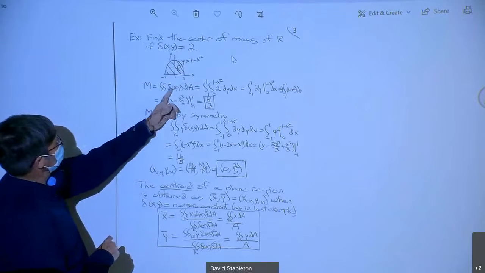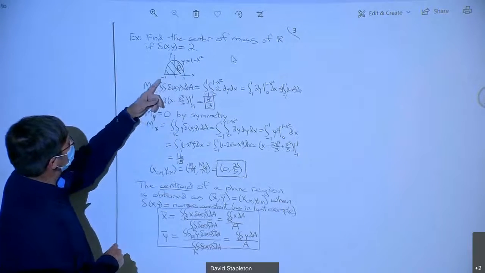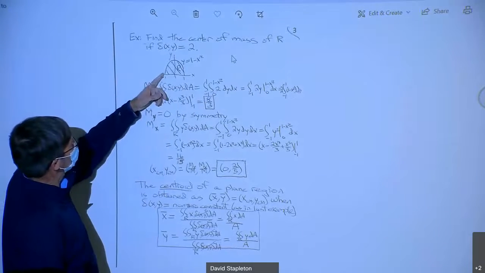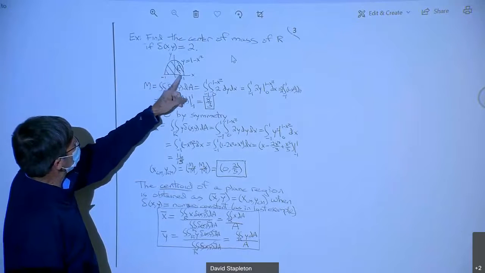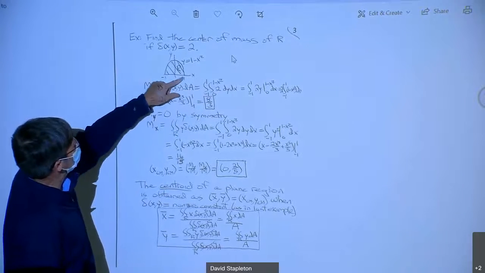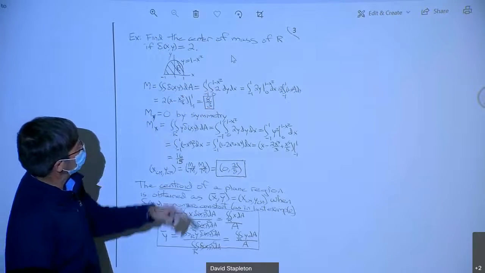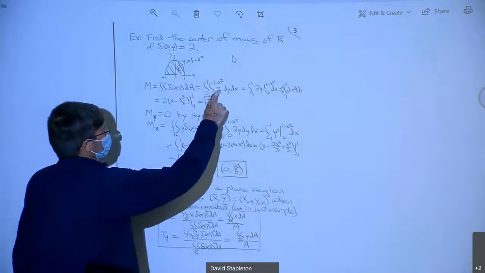Then I double integrate the mass density, which is just the double integral of 2. If I do this in rectangular coordinates this time, I go from the minimum value of x to the maximum, minus 1 to 1, and from the bottom curve to the top curve, y equals 0 to y equals 1 minus x squared. And that gives me the mass, right? Just a double integral of density 2.